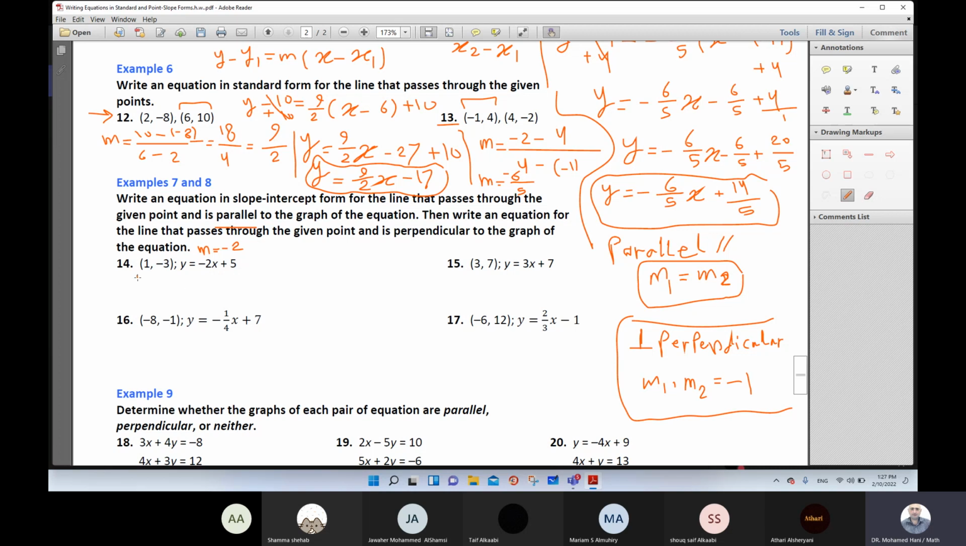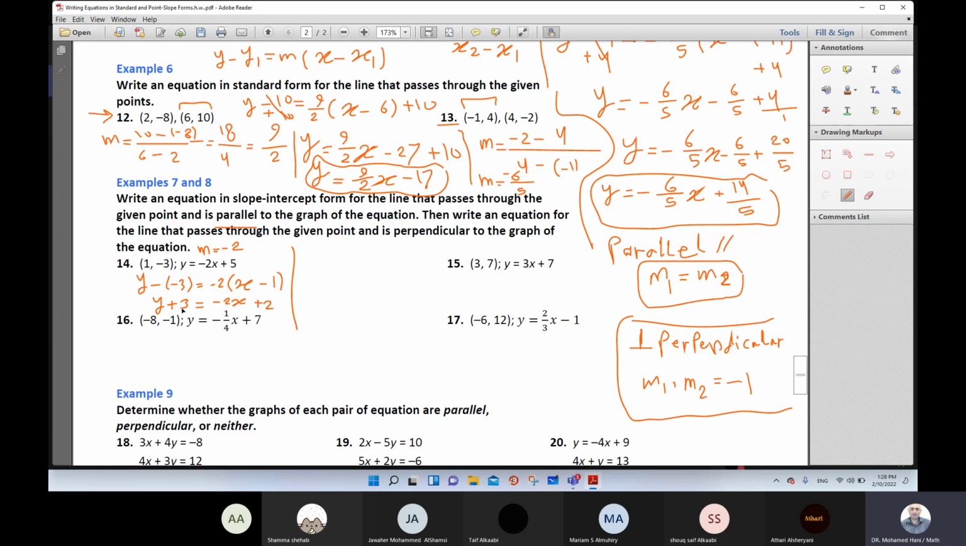So we can write the equation y minus y1, minus 3, equals m, which is -2, multiplied by x minus x1, which is -1. We can rearrange this equation into the standard form y equals mx plus b. So y minus a negative means positive, y plus 3 equals -2x, and -2 times -1 will be +2.